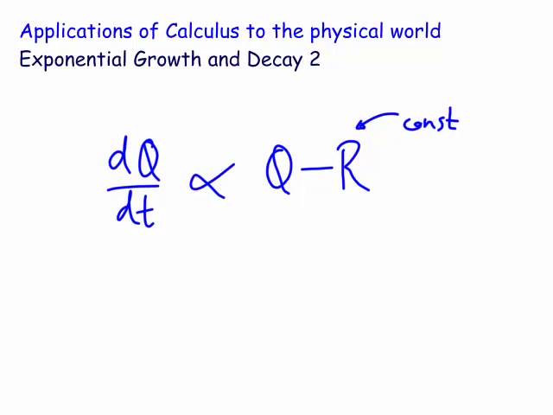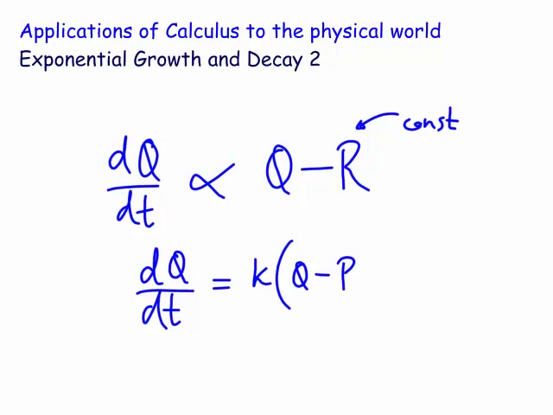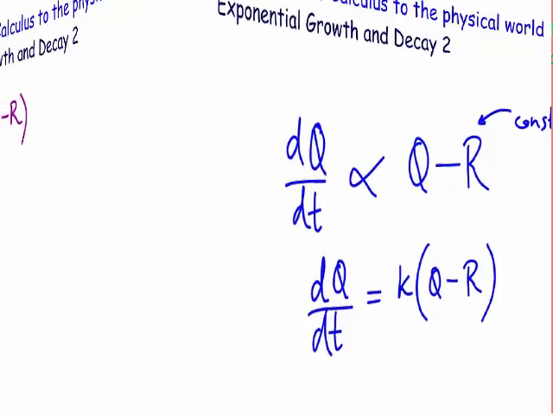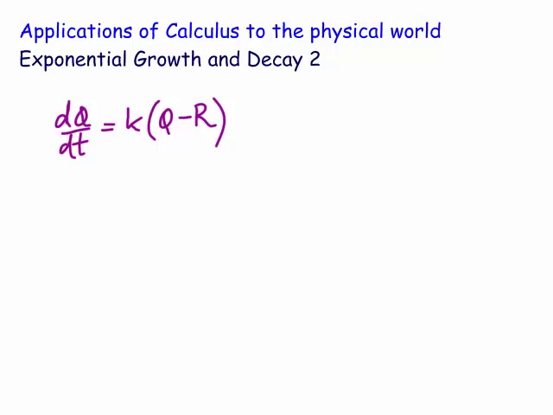So how do we solve something like this? Well, the first thing obviously is we go dq/dt equals k times (q minus r). We use this constant of proportionality to eliminate the proportional symbol. Then we try to solve this. We'll go through the actual solution to start with, so let's have a quick look at how we solve this.